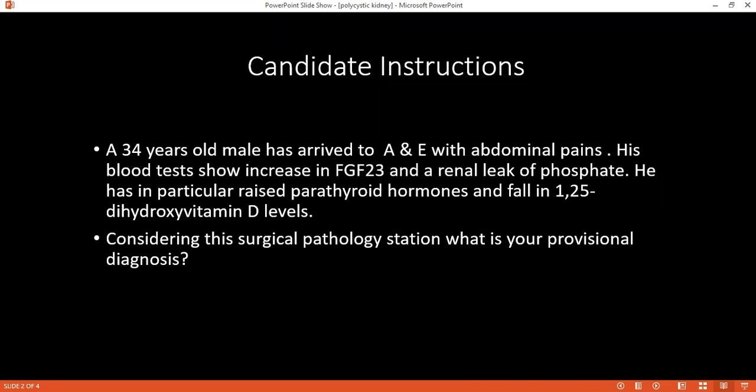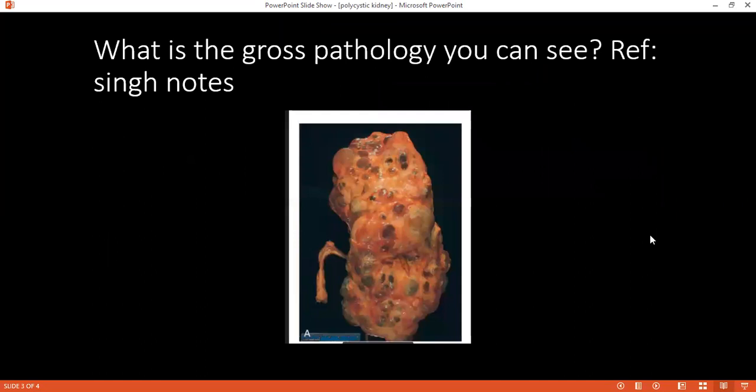If you can maybe explain what you are looking at? This is a specimen of the kidney, which is showing multiple cysts, showing a polycystic appearance. Okay, can you tell me how this condition is inherited, or what is the mode of inheritance of this condition?